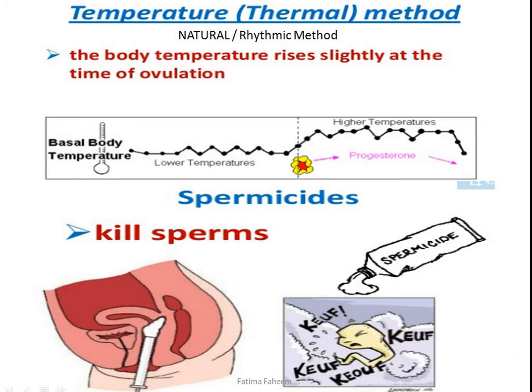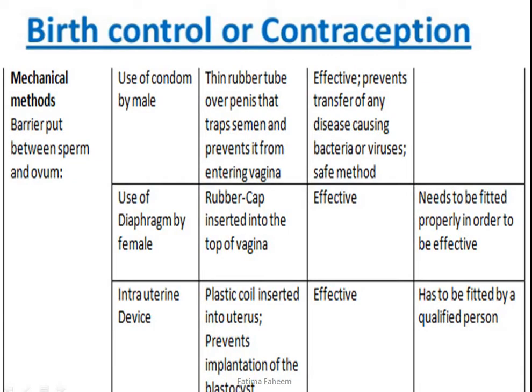The next method is the mechanical method or barrier method. As the name indicates, it's a barrier method where we put a barrier between the sperm and the ovum so that both of them do not fuse. It includes the use of a sheath, which is a rubber tube placed on the penis so that the semen is trapped there and prevented from entering the vagina. It is effective and it prevents the transfer of disease-causing bacteria or viruses too.